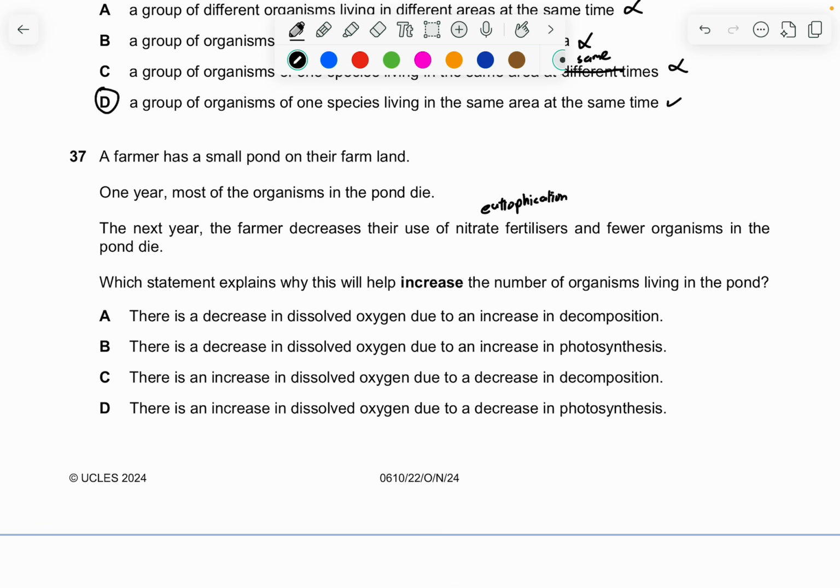So why is there an increase in the number of organisms? Because in eutrophication, there is a decrease in dissolved oxygen. But when there's no more eutrophication, then there'll be more oxygen in the respective ponds. And then because there is less decomposition. Because when you have more decomposition occurring, then your dissolved oxygen will also drop, because the decomposers need energy for respiration, and they're taking in the oxygen. So the answer is C.